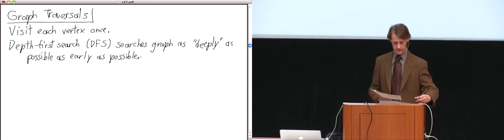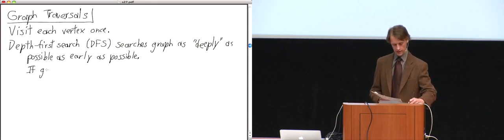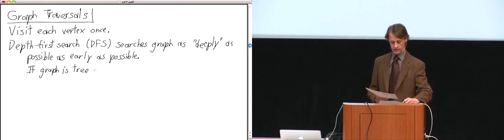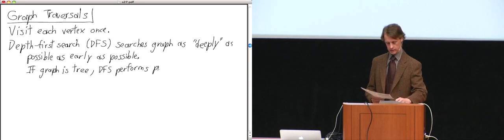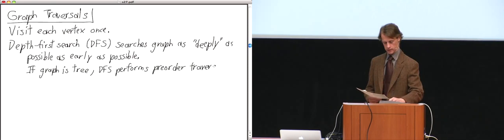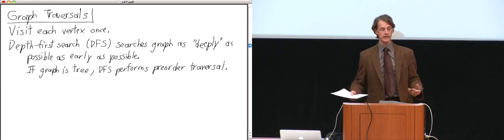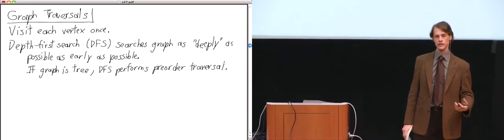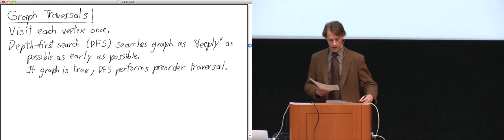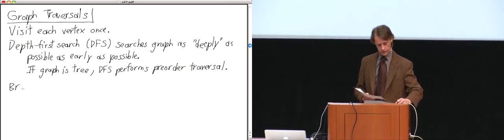But one way to think about it is if your graph happens to be a tree, because every tree is a graph, some graphs are trees, then DFS performs a pre-order search on that tree. But depth-first search is more versatile than a pre-order traversal because it works on things that are not trees. And for contrast, we'll also learn breadth-first search on Monday.